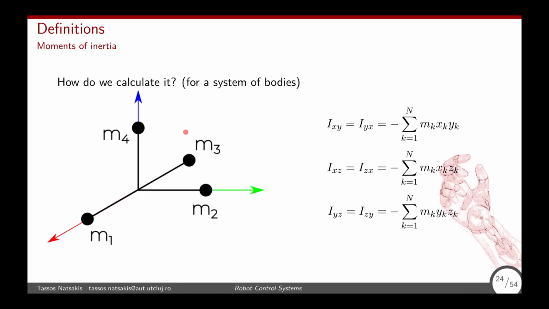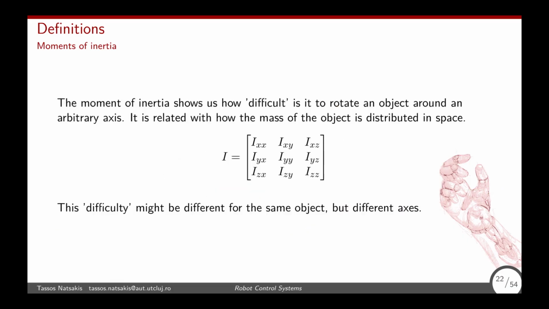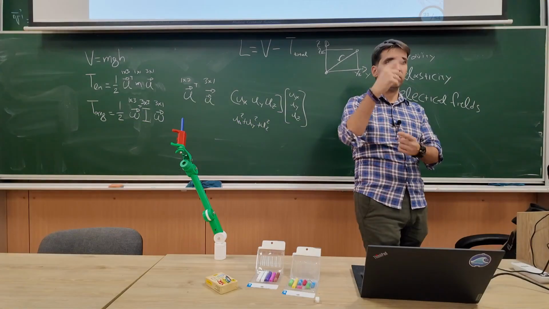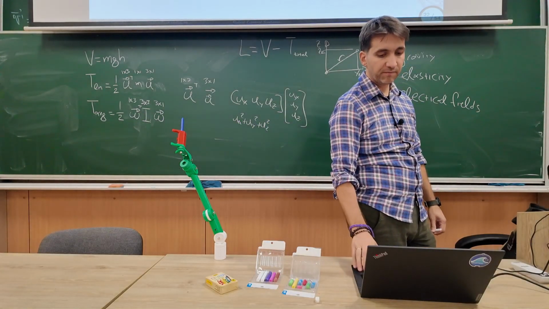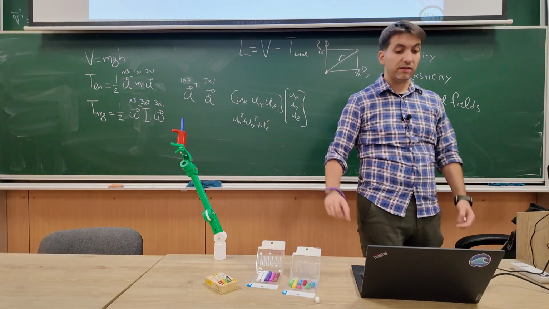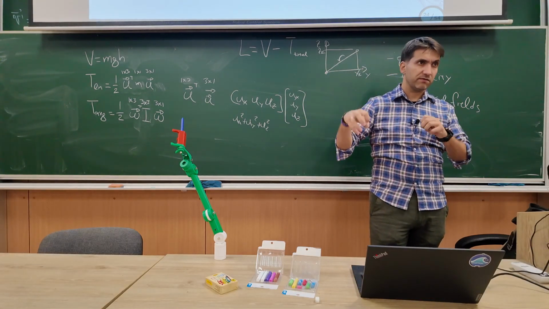And I can calculate the other parts of the tensor. So Ixy is basically the sum of the product of these two coordinates, and so on and so forth. And you see that I have a symmetric matrix. So Ixy is the same as Iyx, and the other way around. And this is used in this equation, for any arbitrary rotation, to calculate what would be the resulting acceleration. This is in the case of discrete masses.